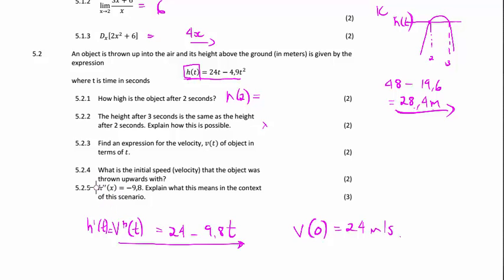The second derivative is equal to negative 9.8. Explain what this means in the context of this question. Okay, so the first derivative is velocity. The second derivative would be acceleration. So we know acceleration is negative 9.8 meters per second squared. So what that means is every second I'm losing 9.8 meters per second. I'm losing velocity because it's negative.